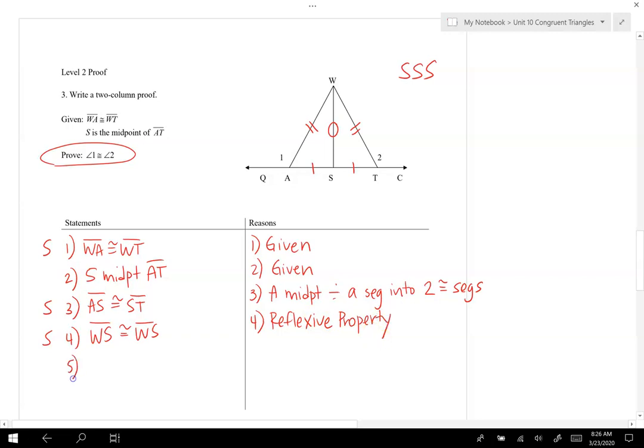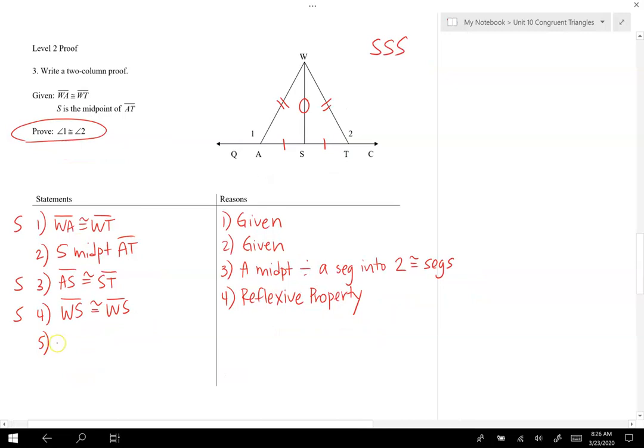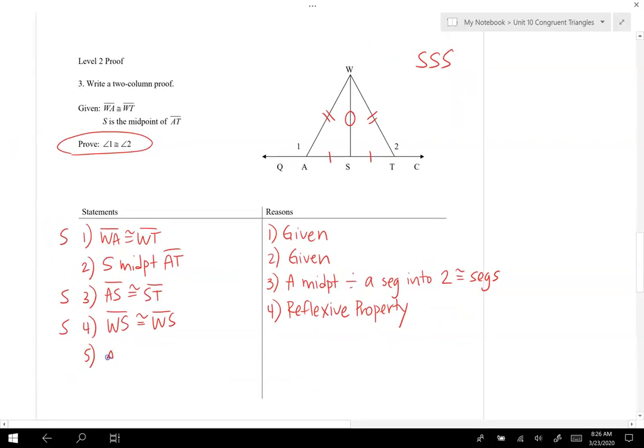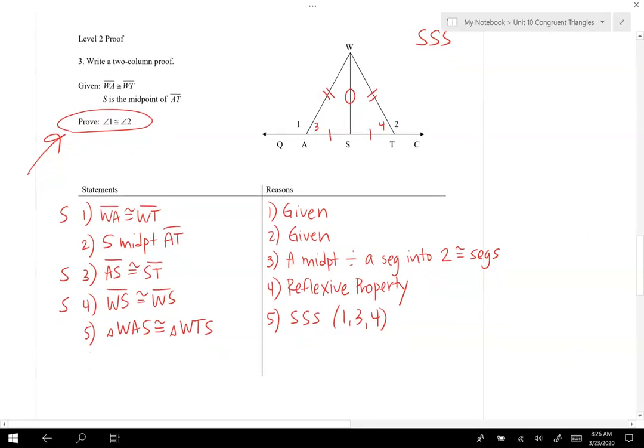Okay? So now we just have to make sure we get our triangles right. Triangle WAS is congruent to triangle WTS by side, side, side, steps 1, 3, and 4. So now our goal really again is to get angle 1 congruent to angle 2. And we can do that by first proving these angles are congruent right here. Angle 3 and angle 4. Notice those angles 3 and 4 are inside the triangles that we just proved congruent. So we have to use that first.